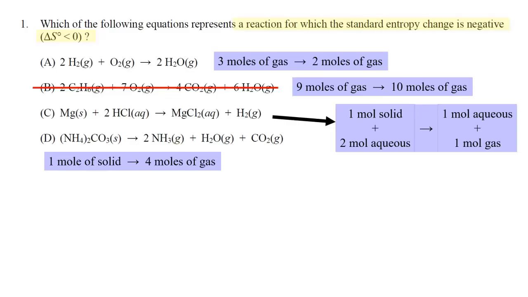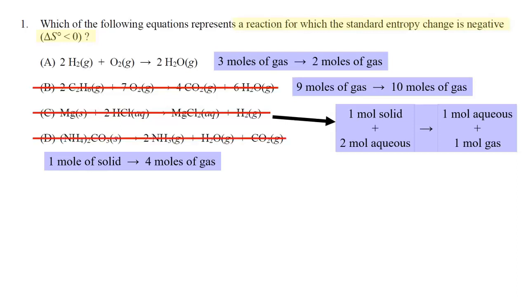Definitely an increase in the number of moles of gas, so I can eliminate choice C because that would also involve an increase in entropy. And then finally in choice D, 1 mole of solid is being transformed into 4 moles of gas. That is definitely an increase in the number of moles of gas, and that would be an increase in entropy, so I can eliminate choice D.